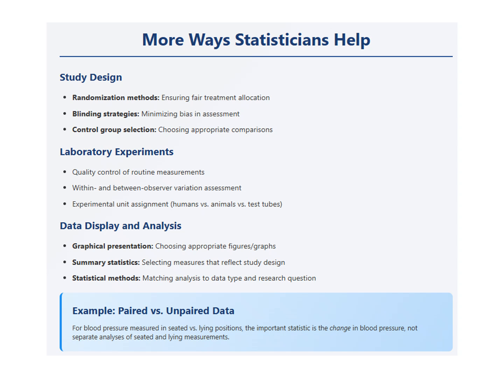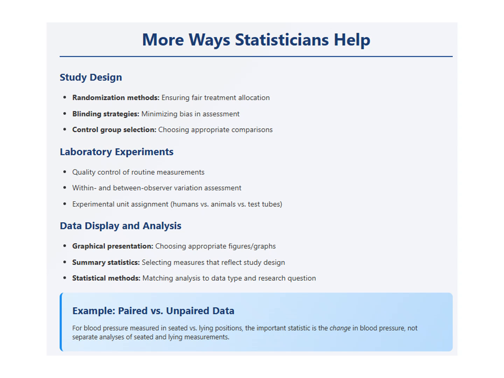These two approaches require completely different statistical analysis. In the first case, you're comparing two independent groups. In the second case, you're analyzing paired data, the same person measured twice. The paired design is almost always more powerful because it controls for individual differences. The important statistic isn't the average blood pressure in each position, it's the change in blood pressure within each person.